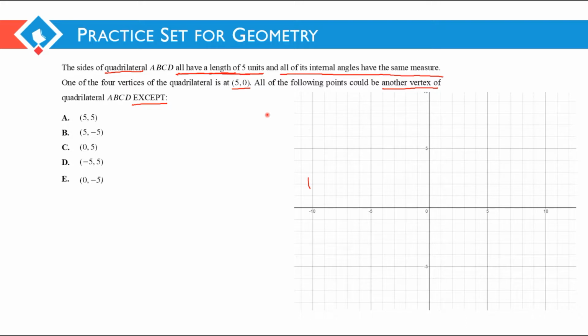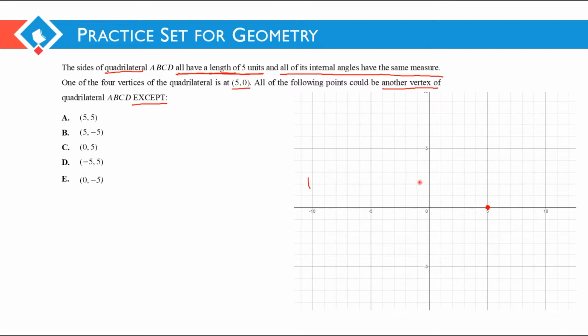Here's our Cartesian plane. It tells us that one of the 4 vertices of the quadrilateral is at (5, 0). So that's going to be 1, 2, 3, 4, 5, 0. So here's one of the vertices. That's going to be at (5, 0). And then it says all of the following could be another vertex of the quadrilateral except.